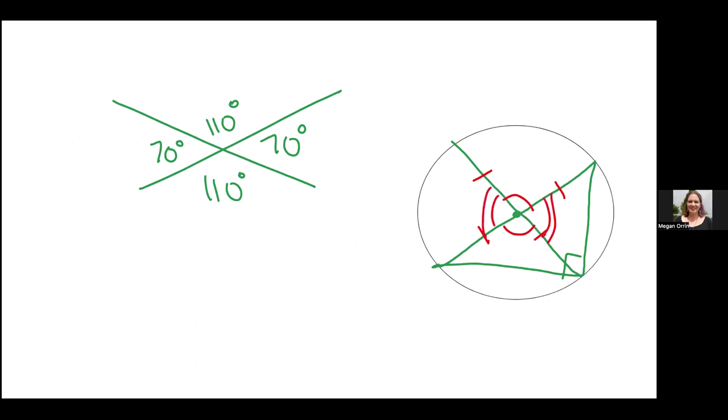I don't have enough information to work out anything, but at least at this stage, you should be able to say that's equal to that. This is equal to that. Those two angles are the same. And then when they give you some numbers, then you can start working them out.